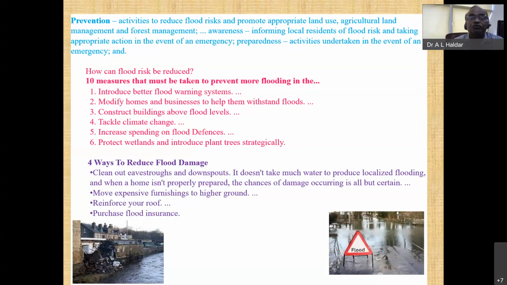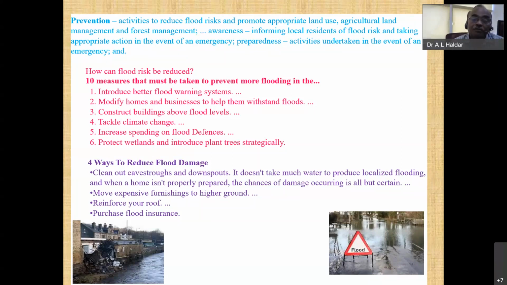Prevention is the activity to reduce flood risk, and it will promote appropriate land use, agriculture, land management, forest management. These are the things you should be able to measure in these ways. You should inform local residents of flood risk and appropriate action in the event of an emergency. So how could the flood risk be reduced?